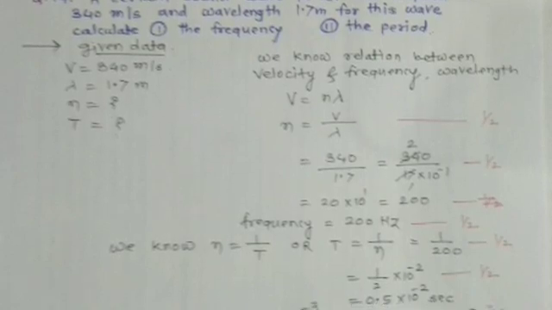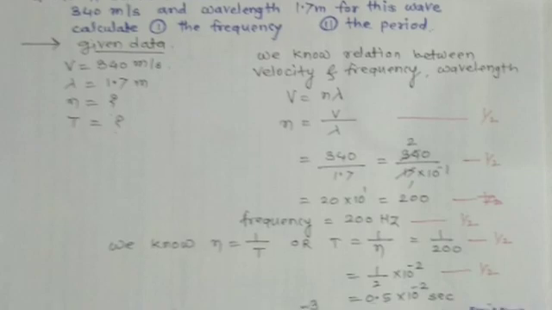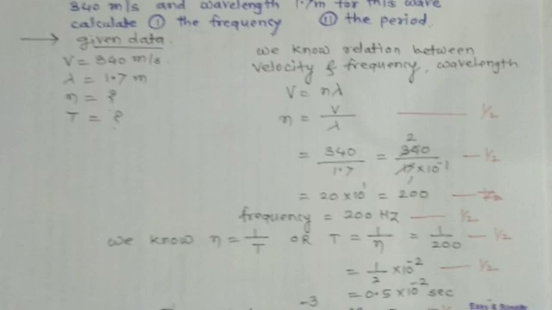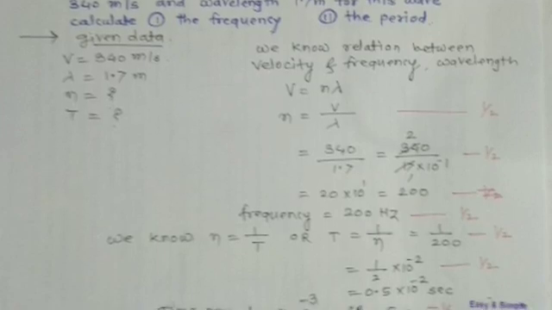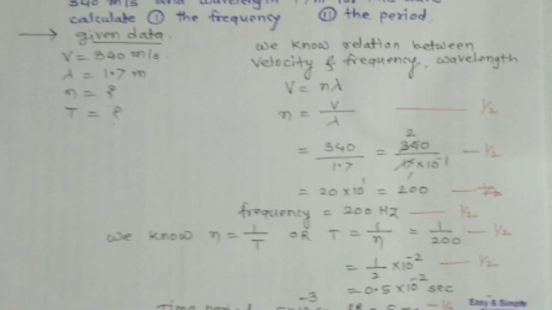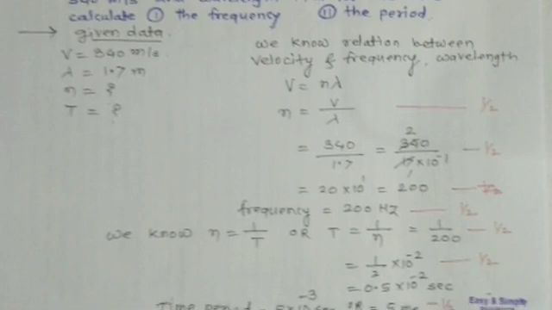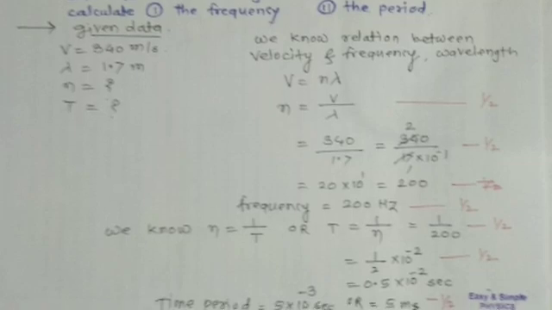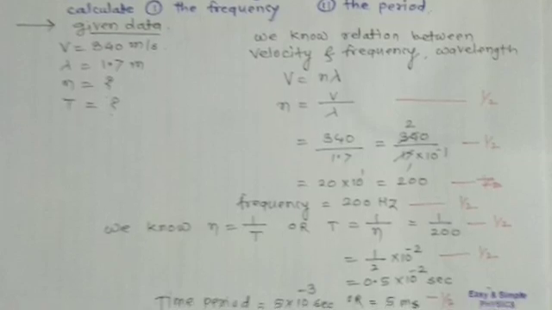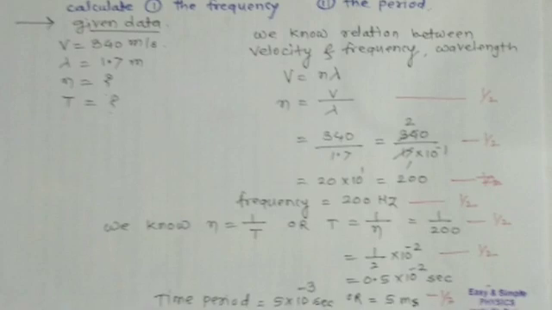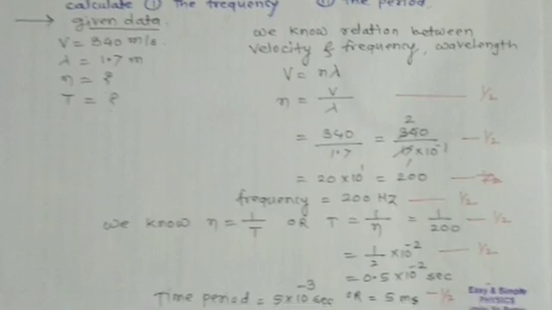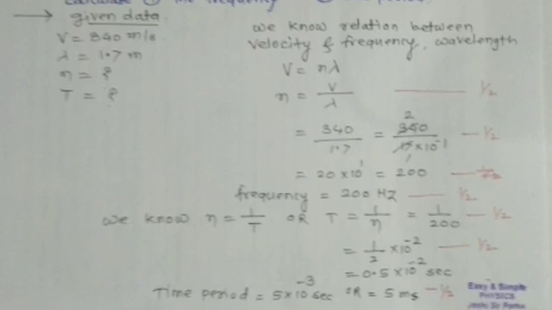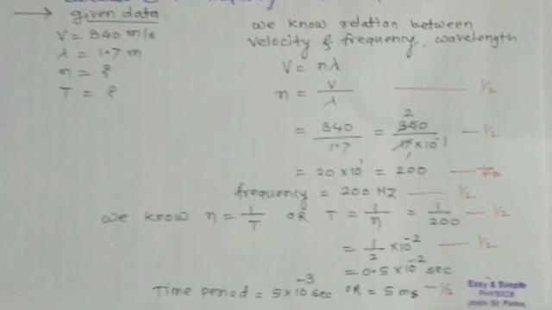We know the relation between velocity, frequency and wavelength: V equal to n lambda. So n equal to V upon lambda, which is 200 Hertz. Frequency is the reciprocal of time period, so time period equal to reciprocal of frequency. It will be 0.5 into 10 raised to minus 2 second, or 5 into 10 raised to minus 3 second, or 5 millisecond.